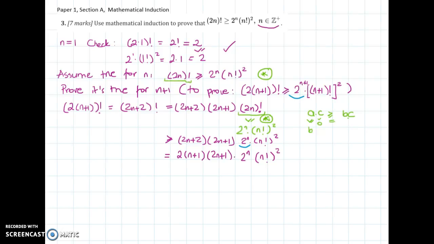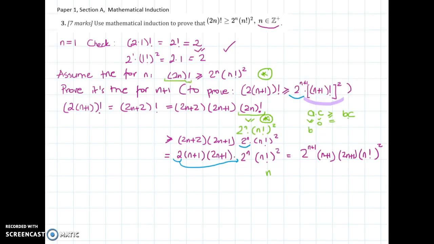And then we have over here the factor of 2 that we were missing, so we can collect factors of 2 together and write that this is 2 to the power of n plus 1, and then we have n plus 1 times 2n plus 1 times n factorial square. Okay, so now let's look at the rest of the expression we want. We want this n plus 1 factorial, all of it squared. But notice what we have over here.